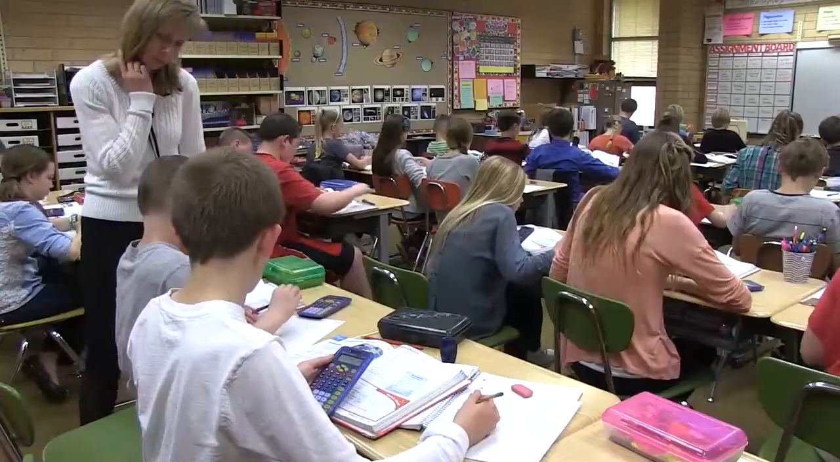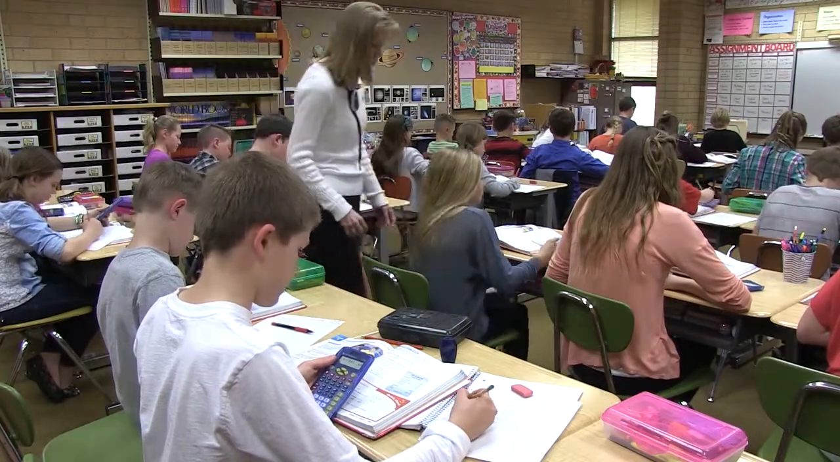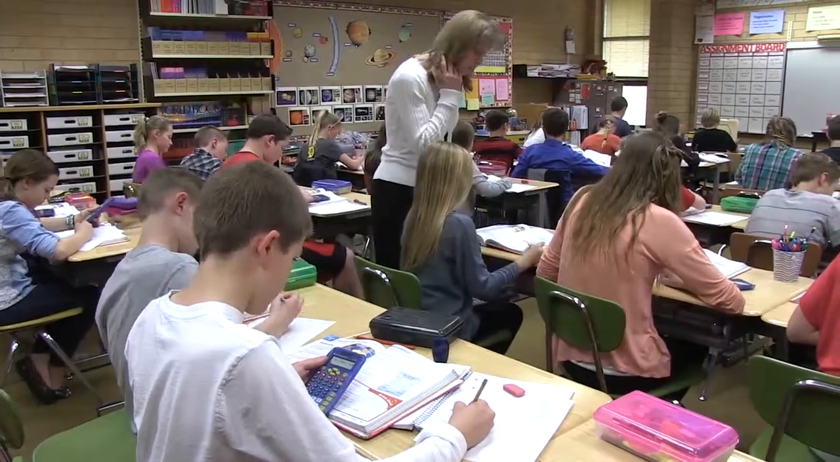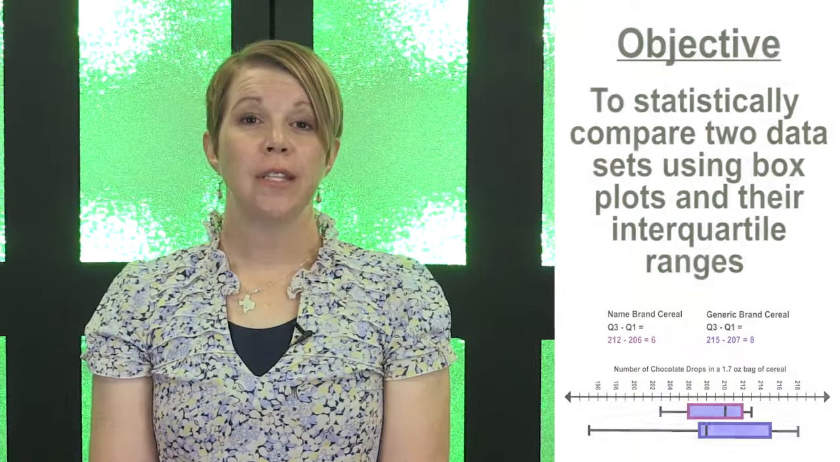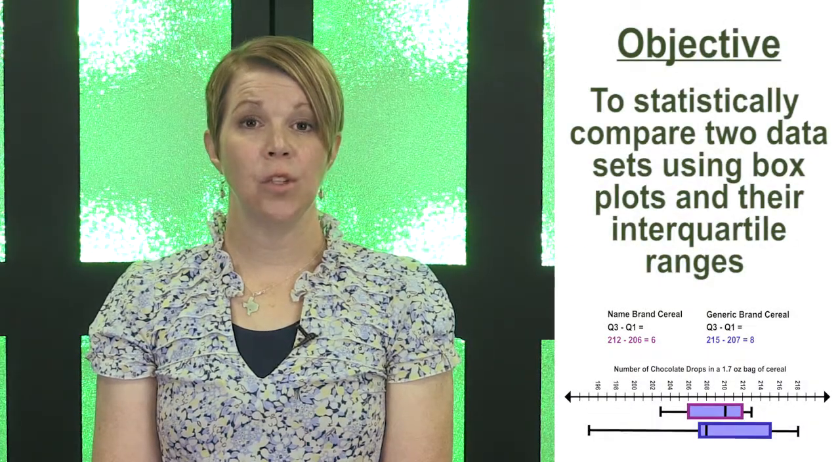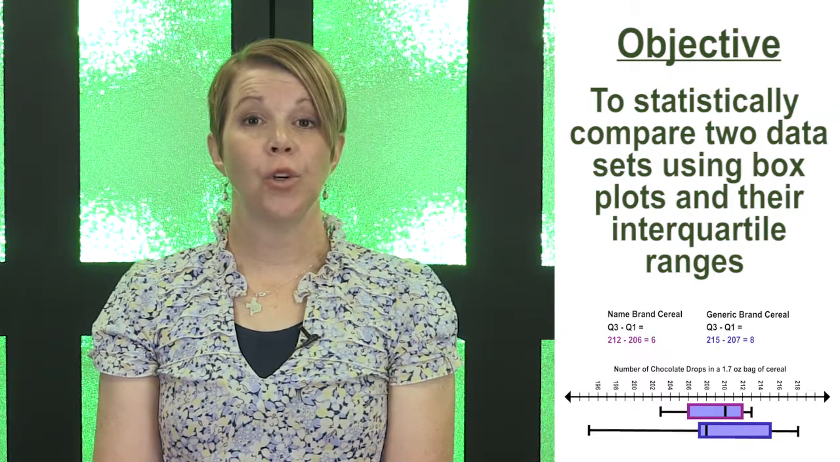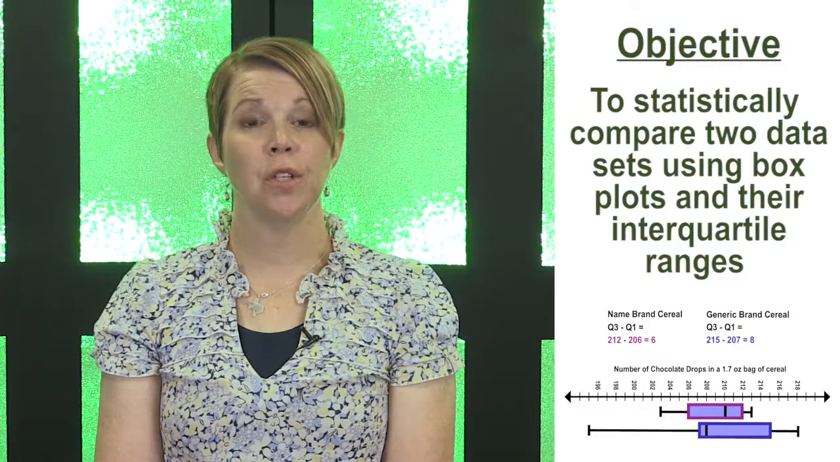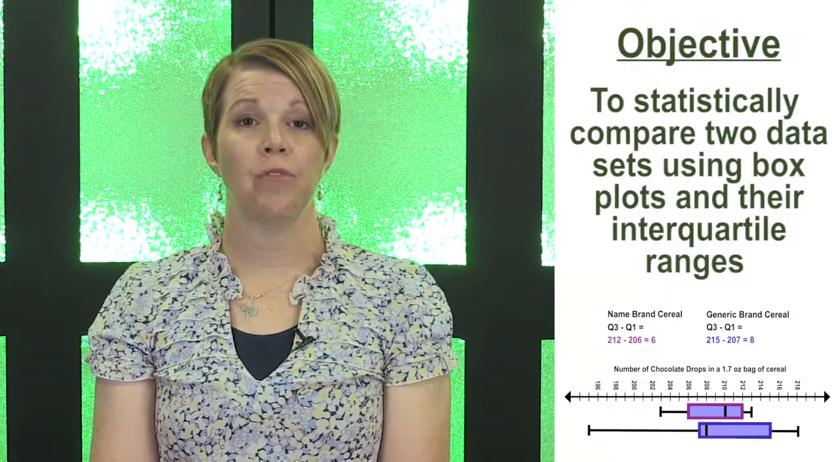We found that if you want to make sure that you get the most consistent amount of chocolate-coated pieces in your cereal, you would want to choose the name brand cereal. The objective for this lesson was to compare statistically two data sets using box plots. We met this objective by finding the interquartile ranges for the data from two types of cereal boxes to determine which box of cereal had the most number of chocolate drops.